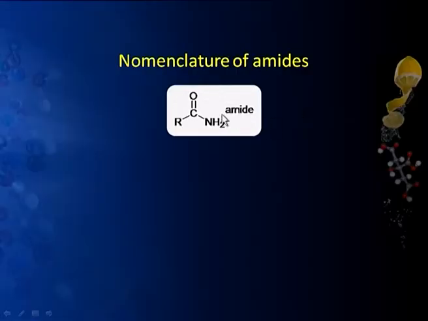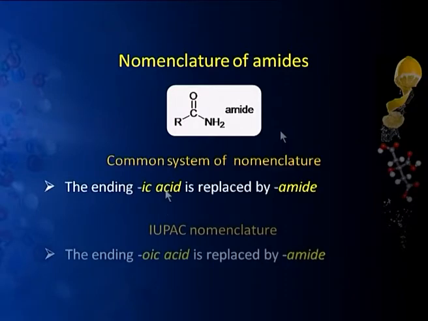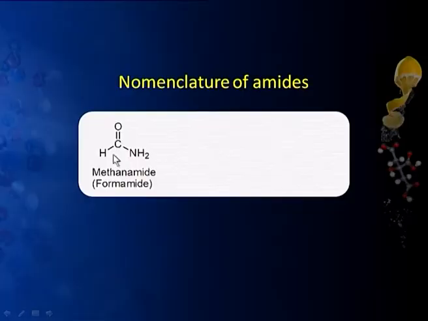Then we move on to the names for amides. These are amides where this is the NH2 group. In the common system, ic acid is replaced by amide, whereas in the IUPAC system, oic acid is replaced by amide. Let us take some examples. This is a 1-carbon acid whose amide is here. So the 1-carbon acid is named methanoic acid, and this amide is named methanamide. The common name for the acid is formic acid, and this amide is called formamide.